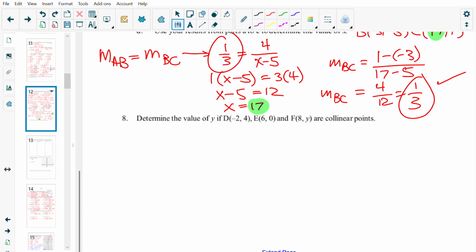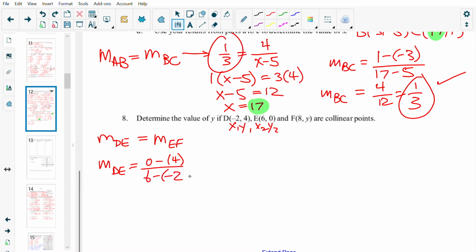Number 8, determine the value of y if D, E, and F are collinear points. Okay, if D, E, and F are collinear, the slope of DE must equal the slope of EF. So let's calculate the slope of DE first. x1, y1, x2, y2. That's 0 minus 4 over 6 minus negative 2. That's negative 4 over 6 plus 2, which is 8. That's negative 1/2.